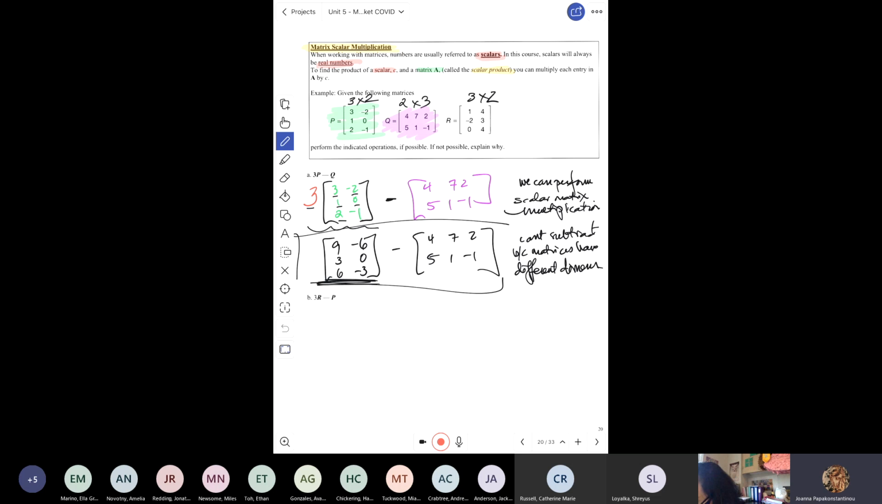Okay, let's look at the next one. You're being asked to do scalar matrix multiplication first. Okay, and then R is going to be 1, 4, negative 2, 3, 0, 4. And then you're being asked to subtract P. Okay, so let's perform the scalar multiplication first. Scalar multiplication yields me what matrix?